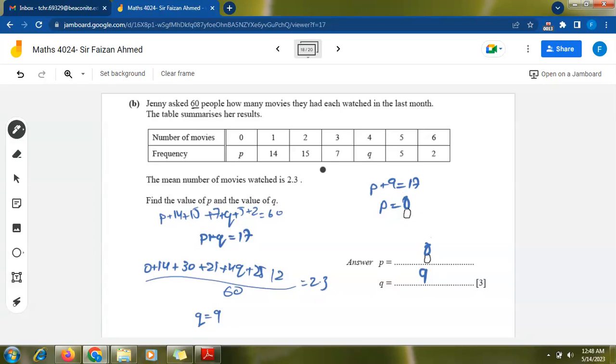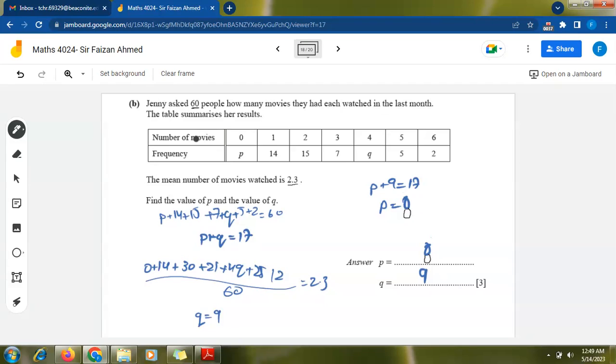Student, this question is related to statistics and the concept used in this question is arithmetic mean. The question says Jenny asked 60 people how many movies they had each watched in the last month. The table summarizes her results. The mean number of movies watched is 2.3. The mean is given to us and we have to find the value of P and the value of Q.